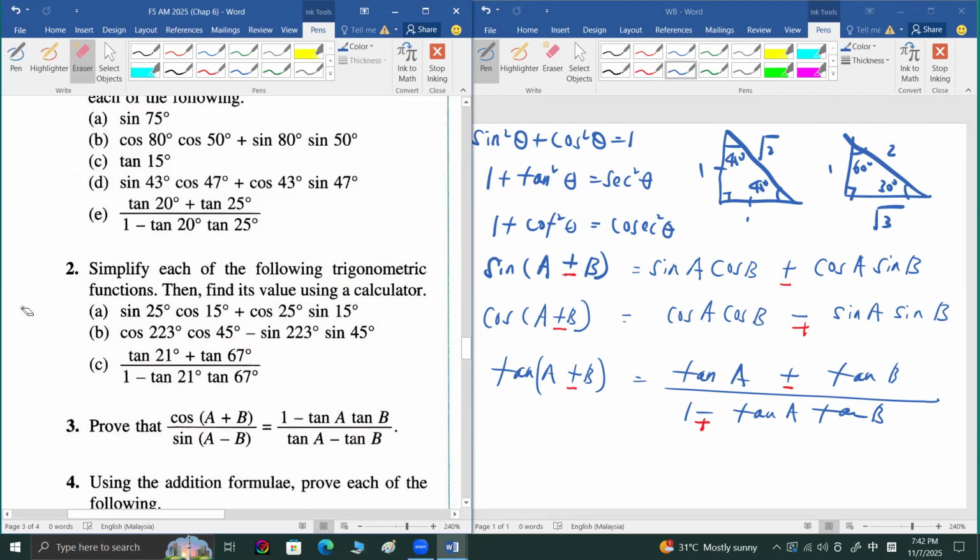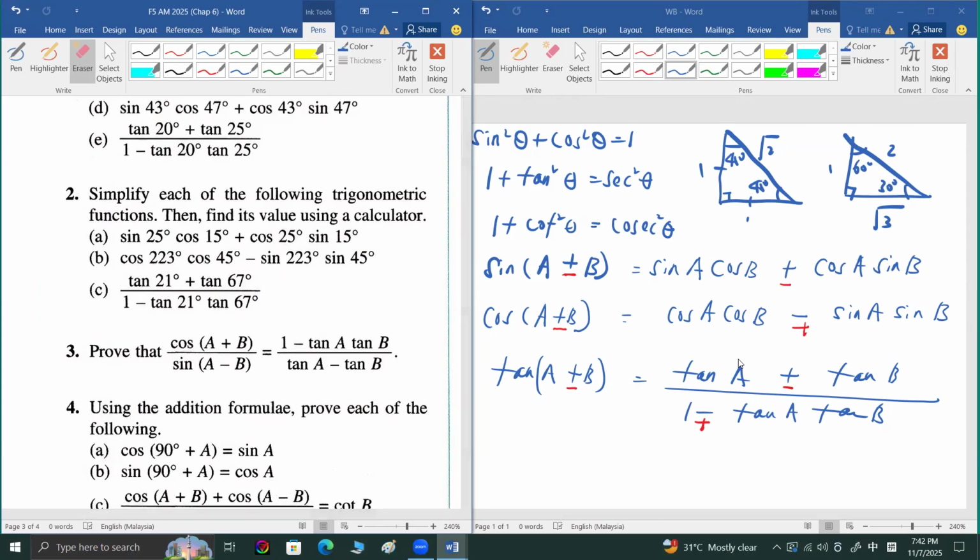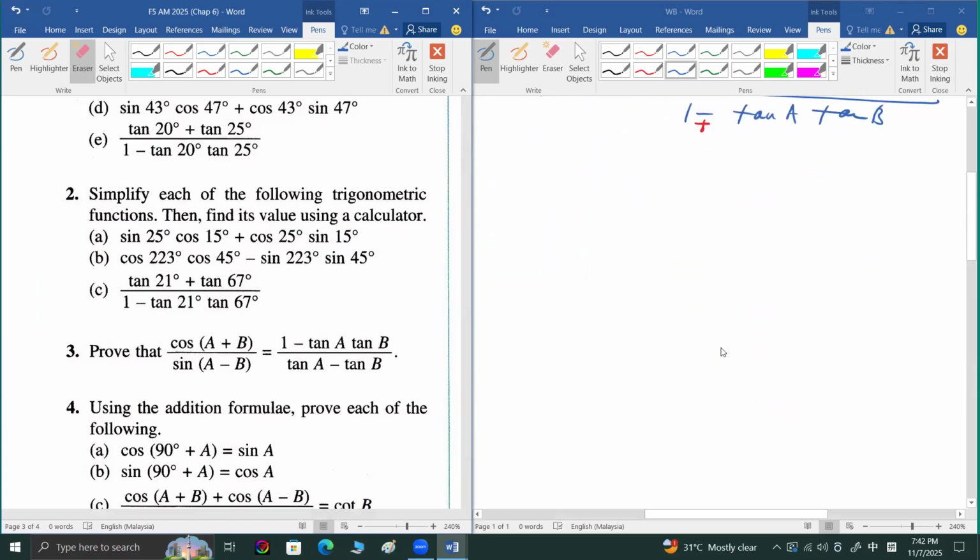So class, for today, I want you to try this one as homework, okay? Just try by using this formula. You're asked to simplify each of the following trigonometric functions, then find its value using a calculator. Okay, this one you can use a calculator. So I show you one of these, then you can try the rest. I show you A. Okay, look at A. You do it this way.